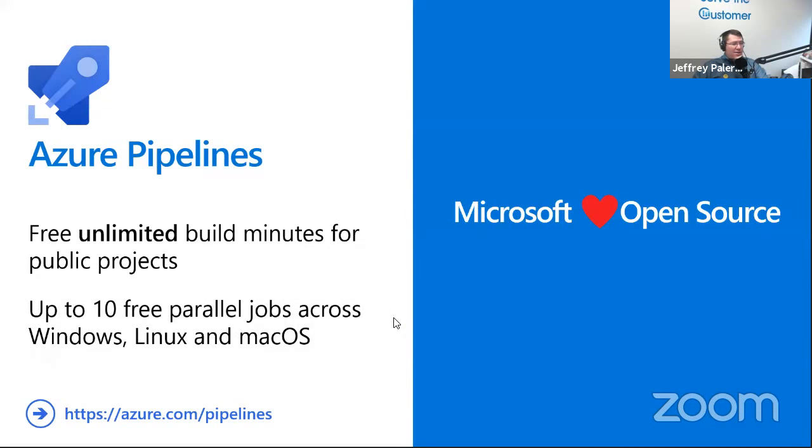All right, now here is the big announcement. Azure Pipelines is essentially free for open source. Now there's a few limitations, up to 10 free parallel jobs across Windows, Linux, and macOS, but for all intents and purposes, there's no barriers. It's completely free, and it's really easy to get started. You can make public projects.